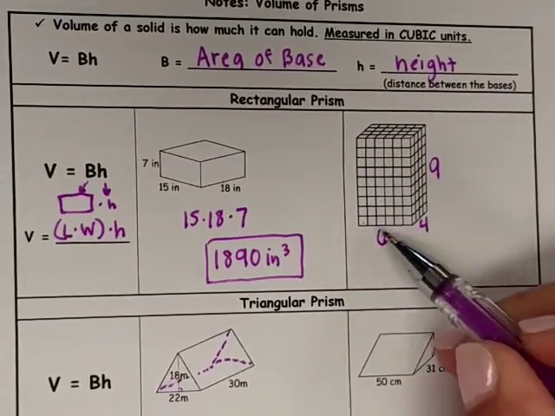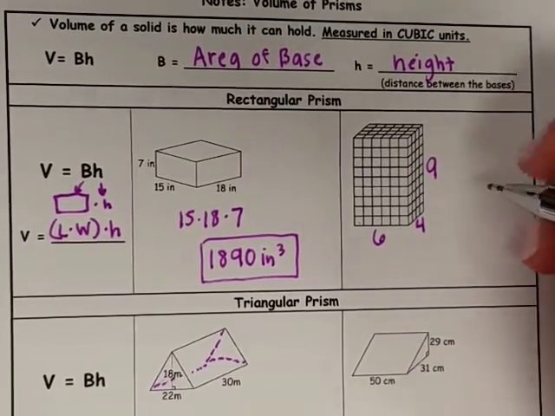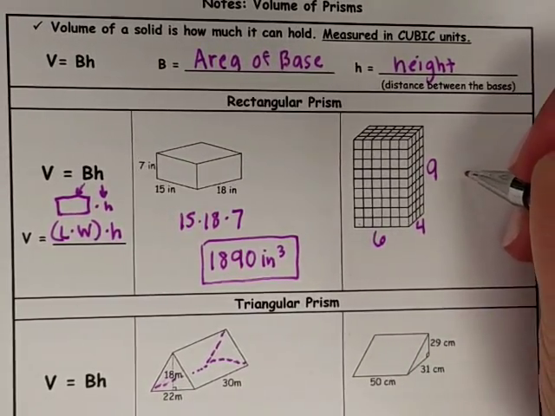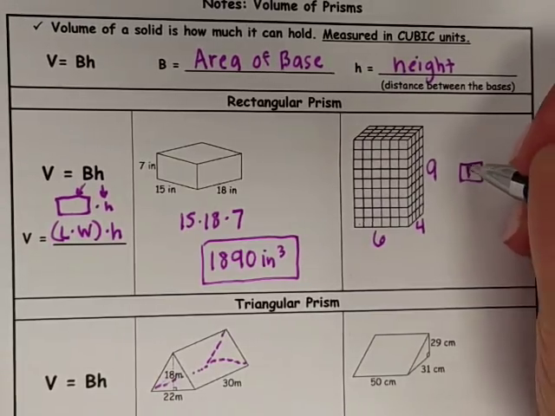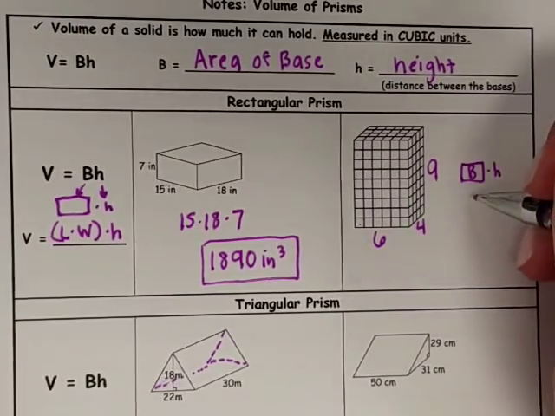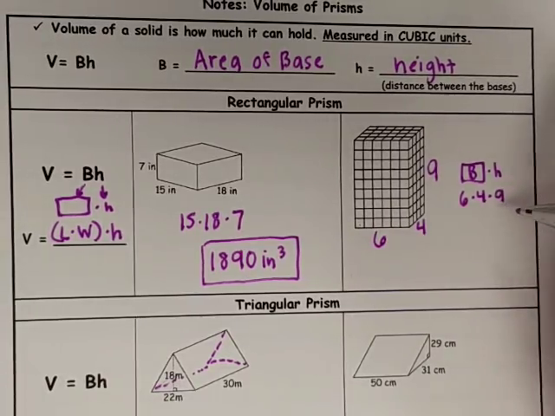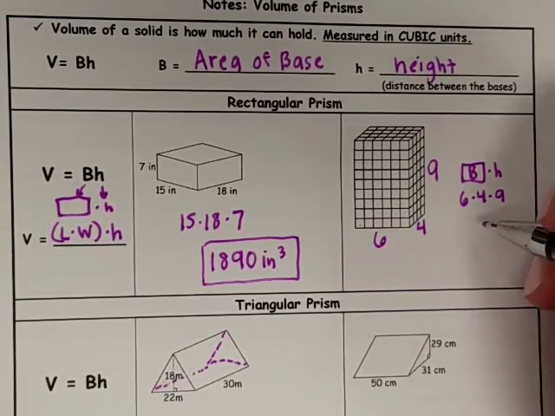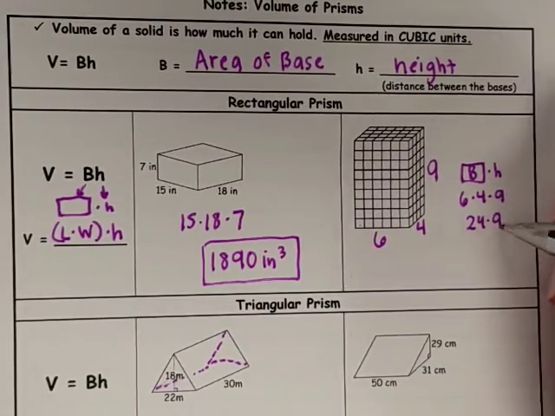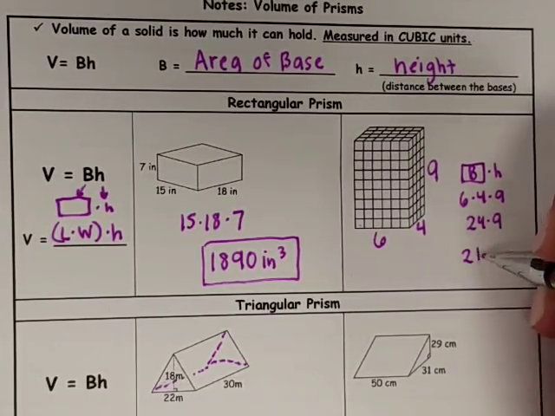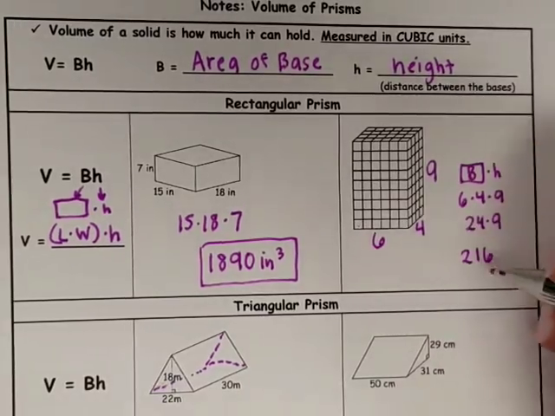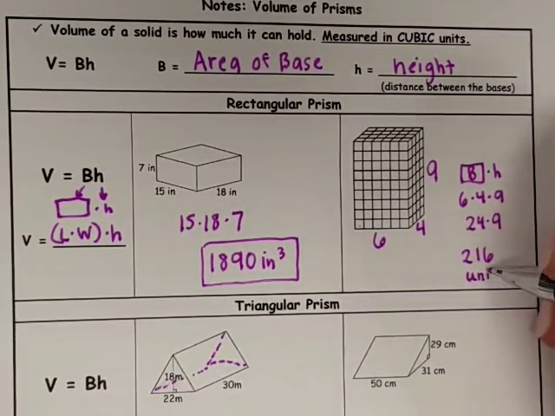So our base shape is this rectangle down here, the 6 times 4. What I like to do is go like this: this is my base and my height. So my base shape is 6 times 4, and my height is 9. And 6 times 4 times 9 is 24 times 9, and that gives me 216. They don't give us any units, so we're just going to put units cubed.